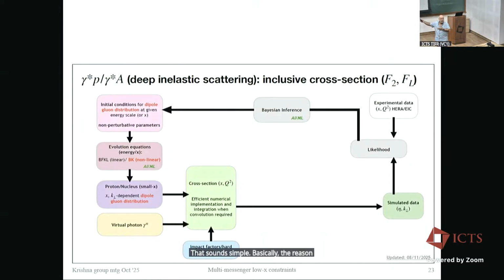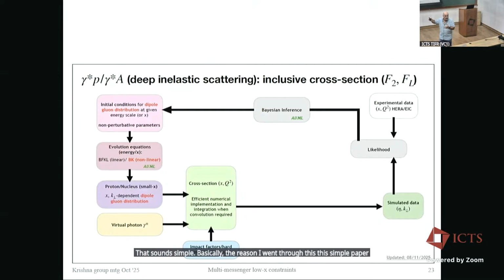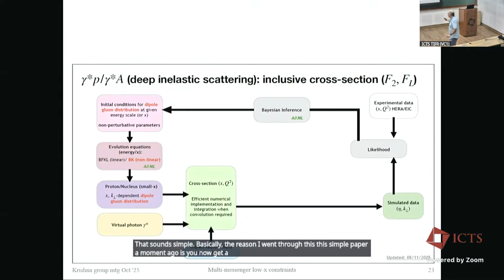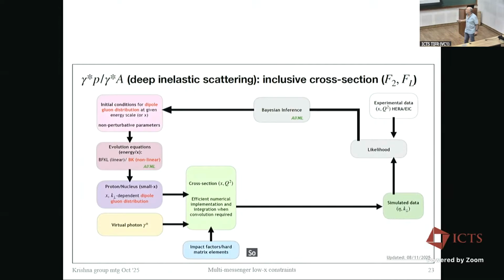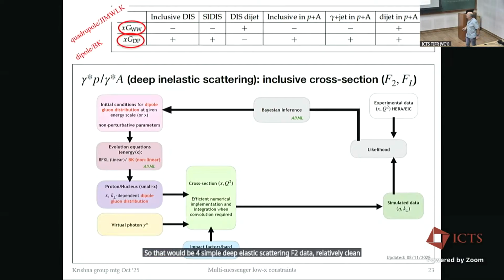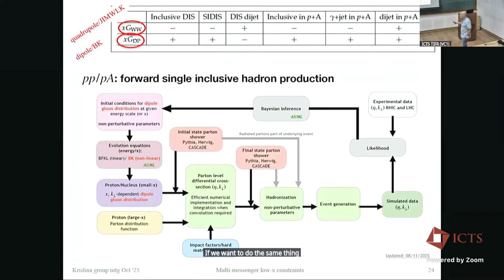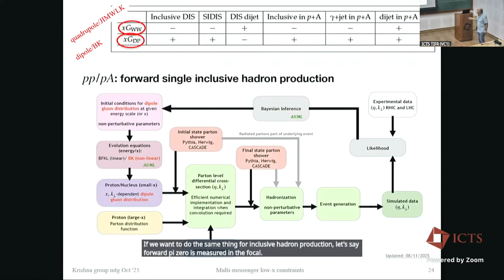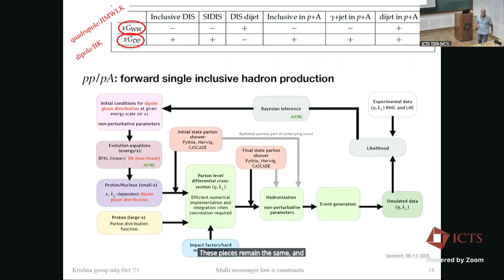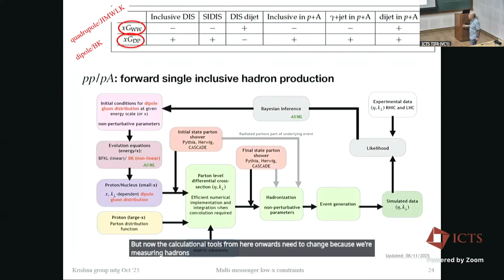Basically, the reason I went through this simple paper a moment ago is you now get a sense of the elements that go in here. So that would be for simple deep inelastic scattering F2 data, relatively clean data. If we want to do the same thing for inclusive hadron production, let's say forward pi zeros measured in the FoCal, these pieces remain the same, and that's the point. We want to use the same initial conditions and the same evolution equation. But now the calculational tools from here onwards need to change because we're measuring hadrons and not F2 in DIS.